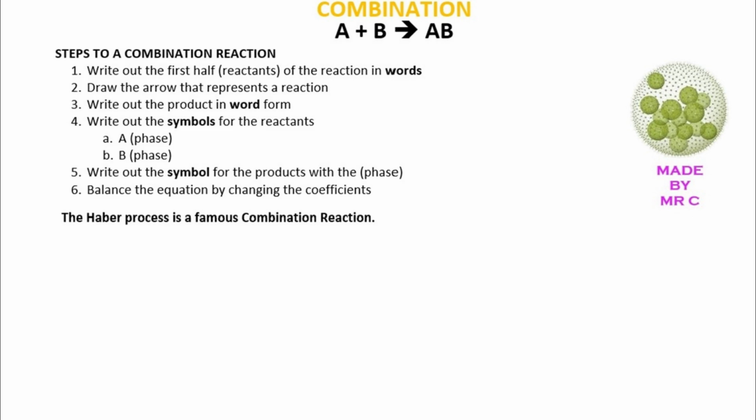To do the word equation for a combination reaction, first write out the words for the reactants. Then draw the arrow that represents the reaction. Then write out the product in word form.